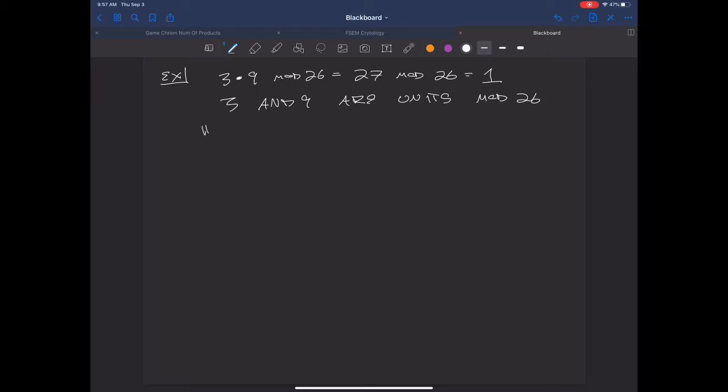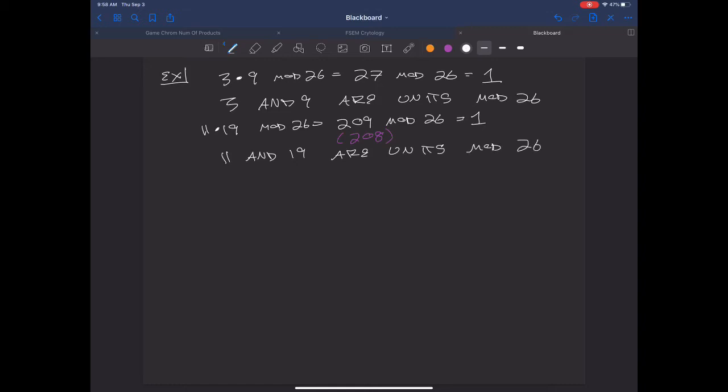Here's another example, 11. 11 is a unit because I can multiply 11 by 19 mod 26. What I get is 209 mod 26. The nearest multiple of 26 there, we'll put in parentheses down here: 208 is a multiple of 26, since 26 times 8 gives me 208. So 209 is one above 208, which means this is just going to be 1 mod 26. So both 11 and 19 are units mod 26.